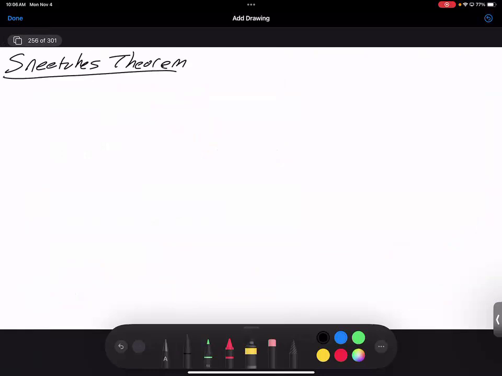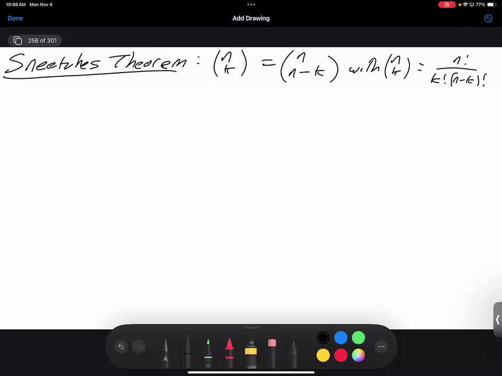And this is n choose k is n choose n minus k, with n choose k being n factorial over k factorial times n minus k factorial. I will assume that anybody who's watching this video knows what factorials are. I will say that n factorial is n times n minus 1 all the way down to 1. 0 factorial is defined to be 1.